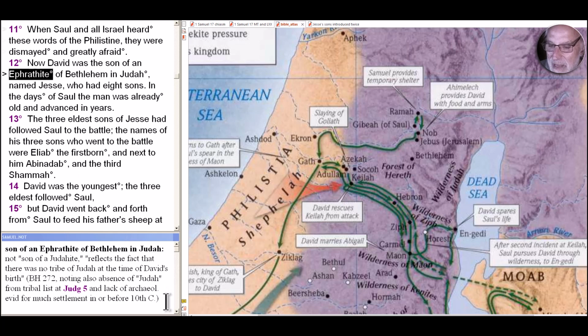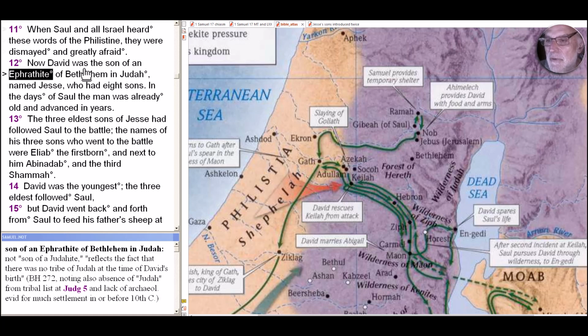As is noted from Halpern below, this reference, not a son of a Judahite, reflects the fact that there was no tribe of Judah at the time of David's birth. But Judah was also already mentioned in this chapter as submitting some of the troops for arranging the battle lines, although Saul does not have any relationship with them. We're going to only see about Israel referenced there.